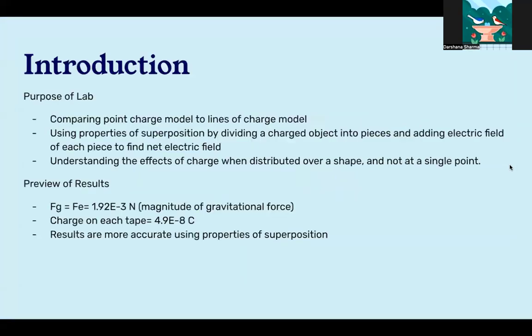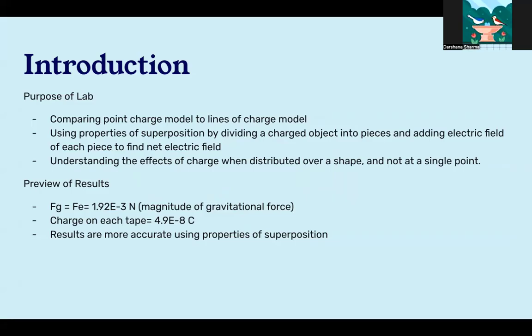So the purpose of this lab was to compare the point charge model to the line of charge model. This is done by using the properties of superposition, which is dividing a charged object into pieces and adding the electric fields of each of those segments to find the net electric field of the object. It helps us understand the effects of charge when distributed over a shape and not at a single point.